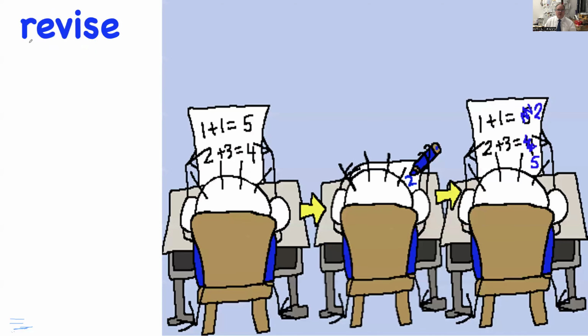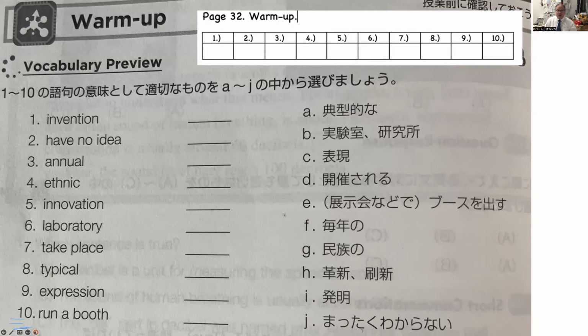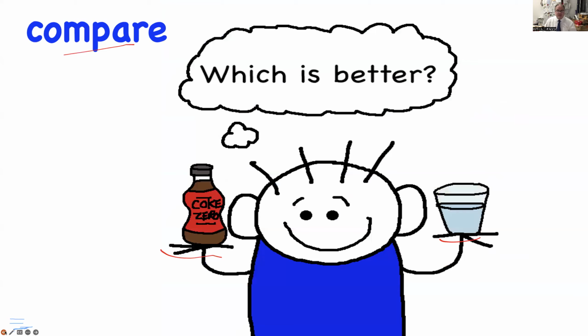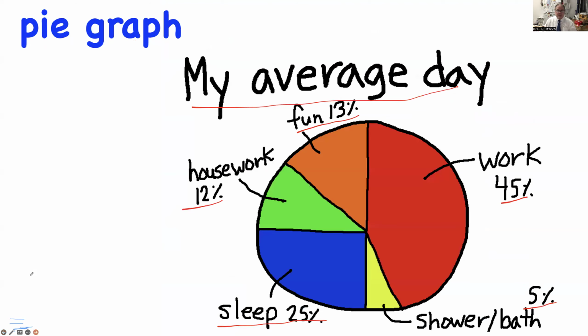Okay, and then last one, revise. Revise means to change or correct information on a test or a paper or a document. He has 1 plus 1 is 5, 2 plus 3 is 4. Those are mistakes. He revises it, and it's 1 plus 1 is 2, 2 plus 3 is 5. So he's revising his homework. Okay, so one more time, let's listen to these and look at the photos or the pictures. Please listen and watch.